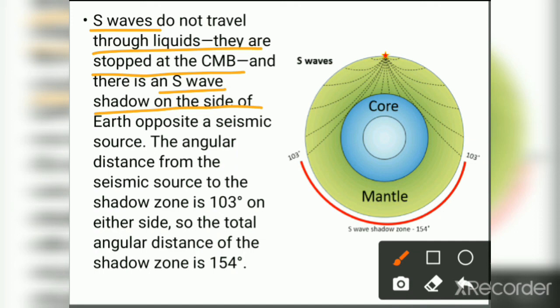The angular distance from the seismic source to the shadow zone is 103 degrees on either side. So the total angular distance of the shadow zone is 154 degrees, and the angular distance from the seismic source to the shadow zone is 103 degrees.